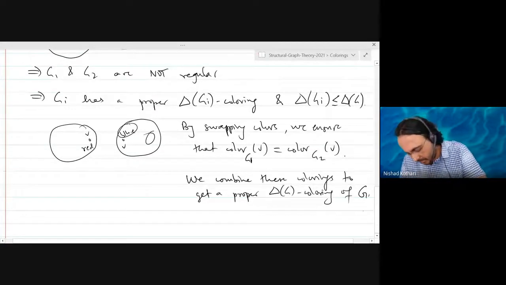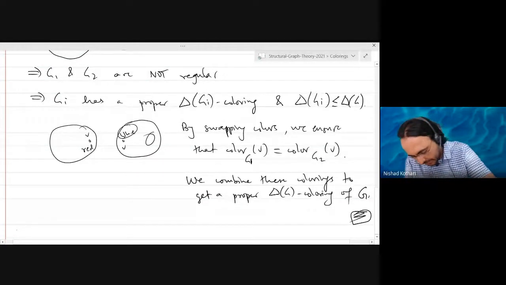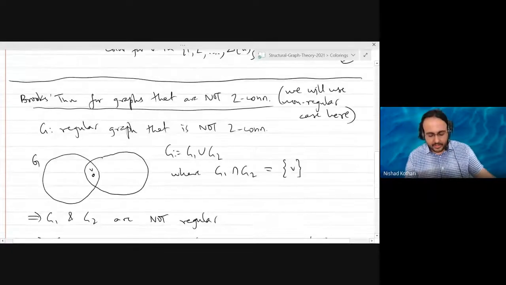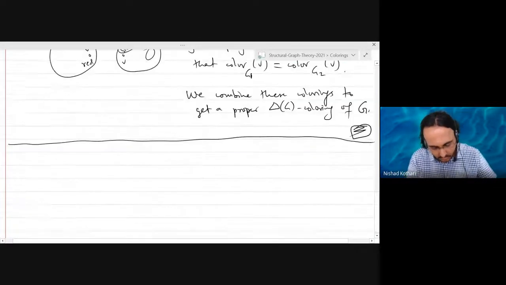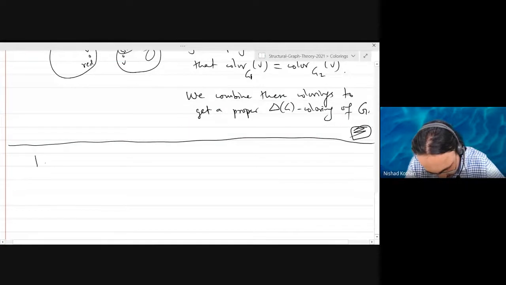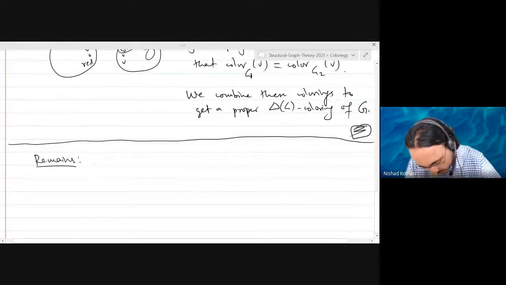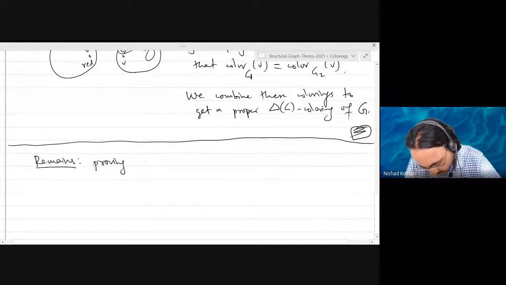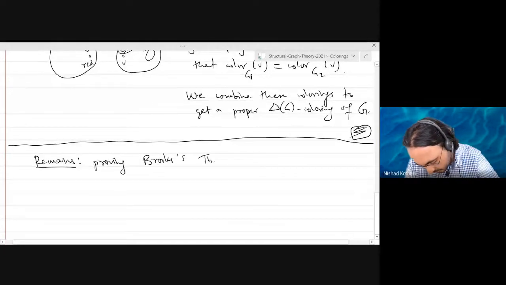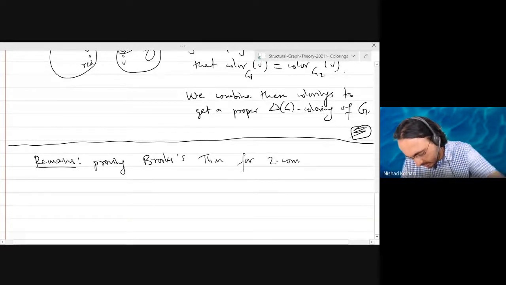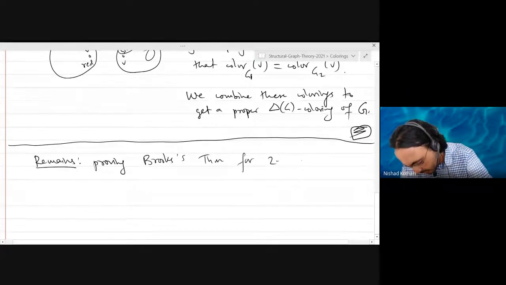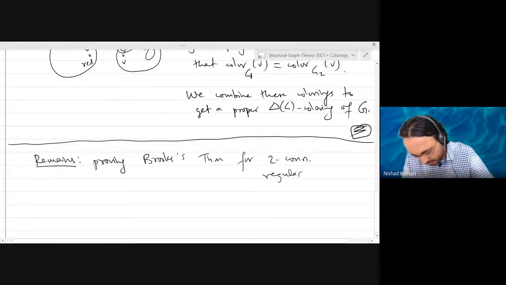Okay, so that settles the proof for graphs that are not too connected. So what have we done? We first proved it for graphs that are not regular. We use this to prove Brooks theorem for graphs that are not too connected. So what remains is proving Brooks theorem for two connected regular graphs.